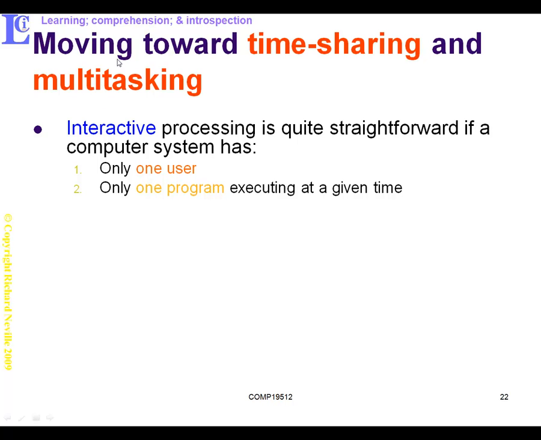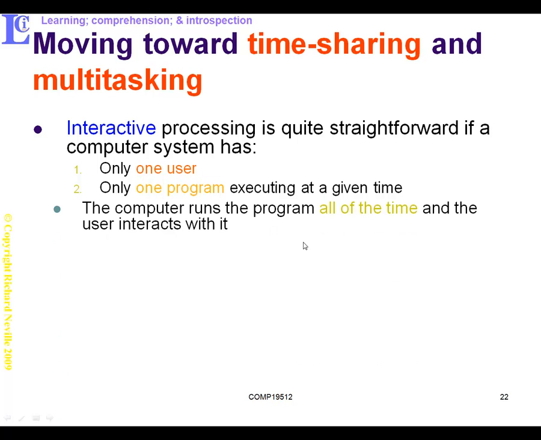Now we move on to time sharing as a naming convention we're going to introduce, and the associated concept of multitasking. So let's first say that we've already introduced this concept of interactive processing. We've said it's quite straightforward. It means there's one user interacting with a computer, maybe only one program executing at a given time, and that's what he's doing, but he might be adding data to that program while it's running.